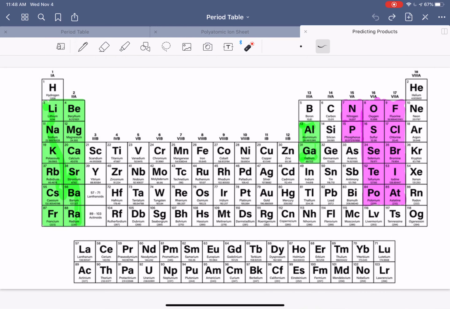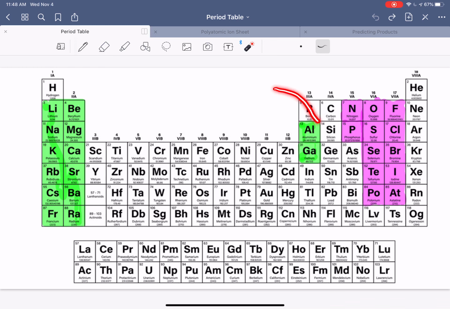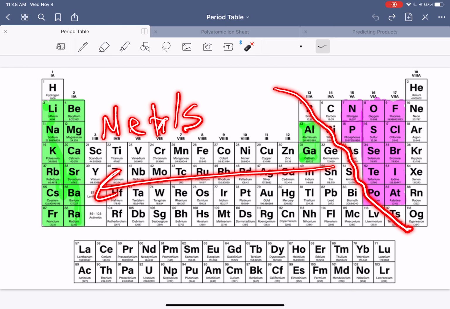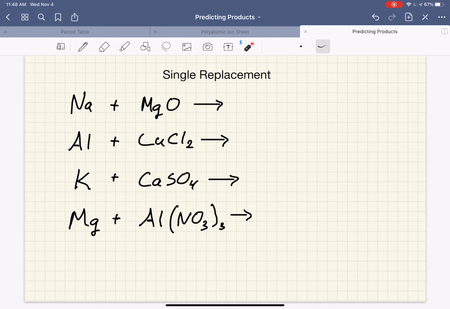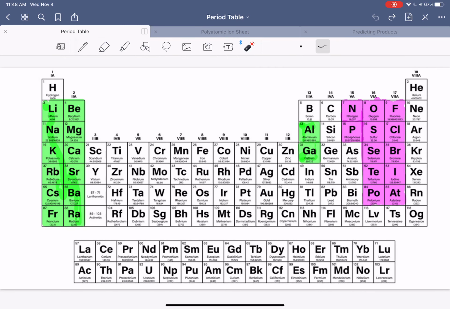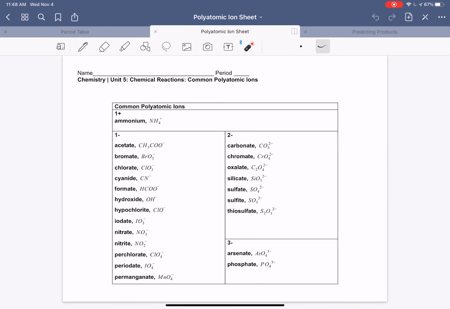As a reminder, in the periodic table, if we separate right along that staircase, everything to the left are metals. And metals in ionic compounds will always have a positive charge. They will always be cations. Now, to do this work for single replacement reactions, you need to have your periodic table and you also need to have your polyatomic ion sheet available. Both of these can be found in the documents within Google Classroom.